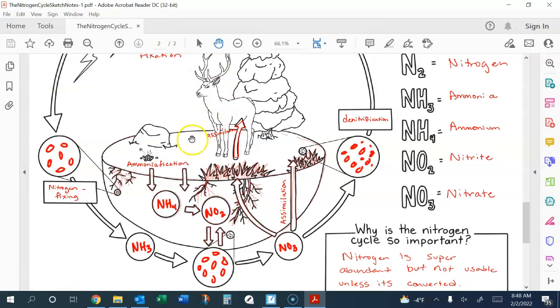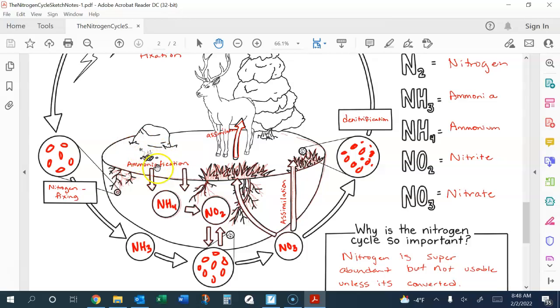Okay, now in this picture we have this little steaming pile of deer poop there. So one way that the nitrogen gets cycled is the waste products from animals. So when you go to the bathroom, the nitrogen you ate as food, some of that's going to come out as a waste product because you're going to eat more nitrogen than your body needs.